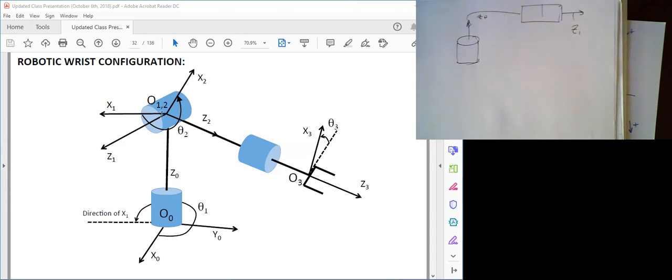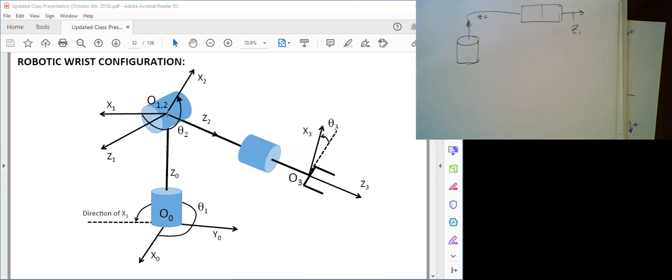Next, I have my Z2, which is here, driving this guy. So my X2 has to be perpendicular to Z2 and also Z1. So it actually must be here. So X2 is now locked here.